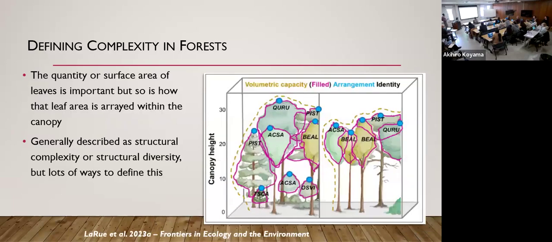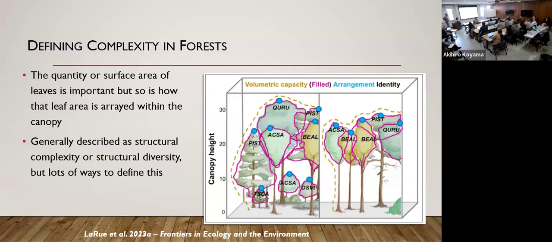So the whole point here is that we know that the quantity of surface area of leaves and other vegetation in a forest is important, but it's also important how it's arrayed within the volume of the canopy. So how much of the volumetric capacity is filled, how much layering there is, how many spaces there are within the canopy volume, all this kind of thing can be really important for functioning.